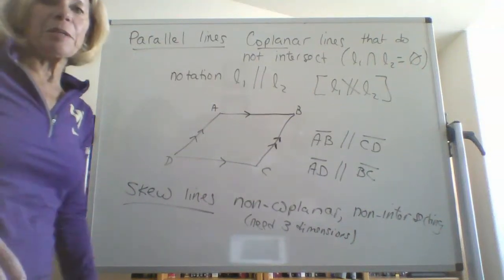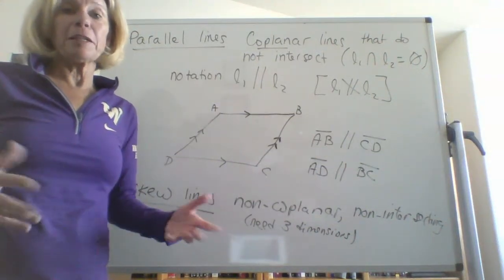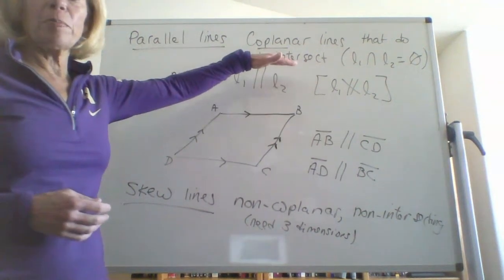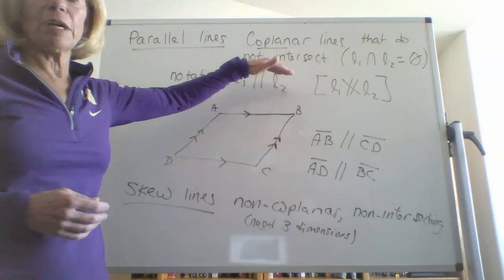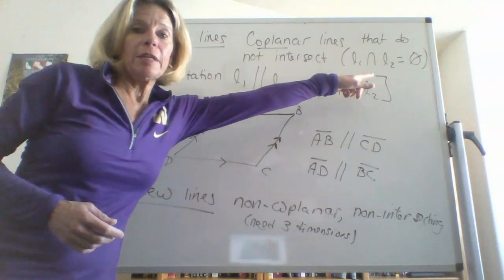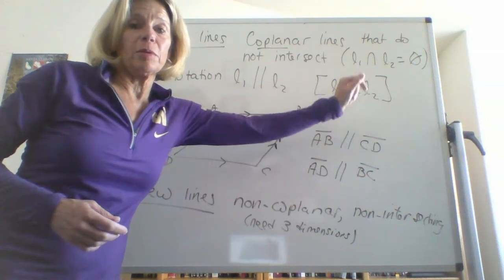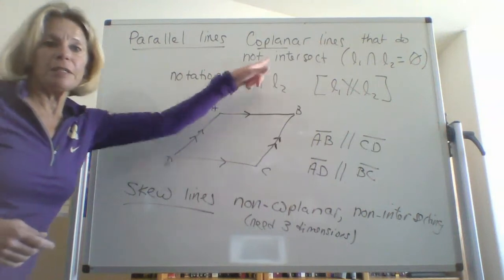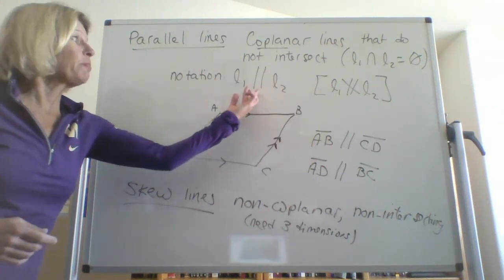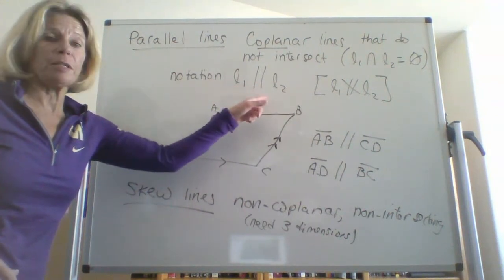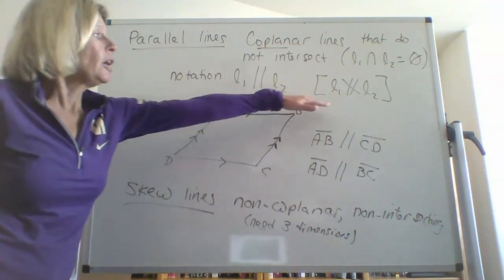Today's video is about parallel lines and a little bit about skew lines. Parallel lines are coplanar lines that do not intersect. The set notation is L1 intersect L2 equals the empty set. The notation that we use is this pair of lines that represents parallel. L1 is parallel to L2.